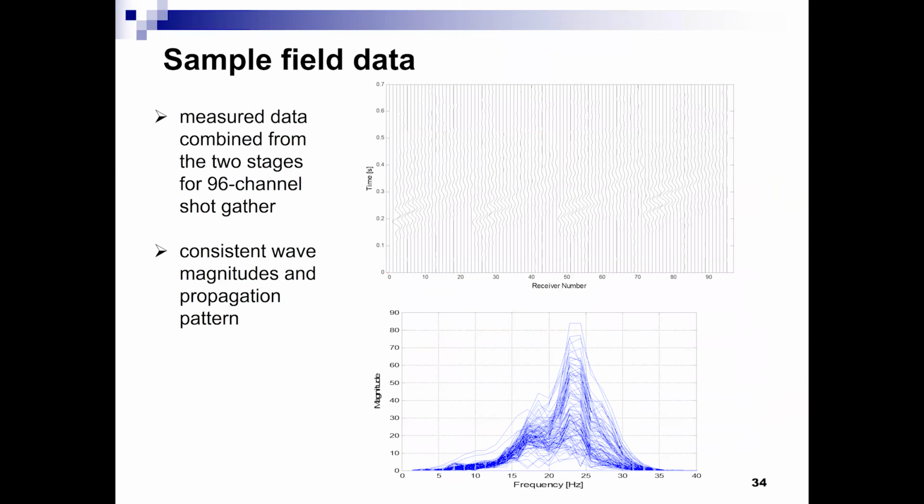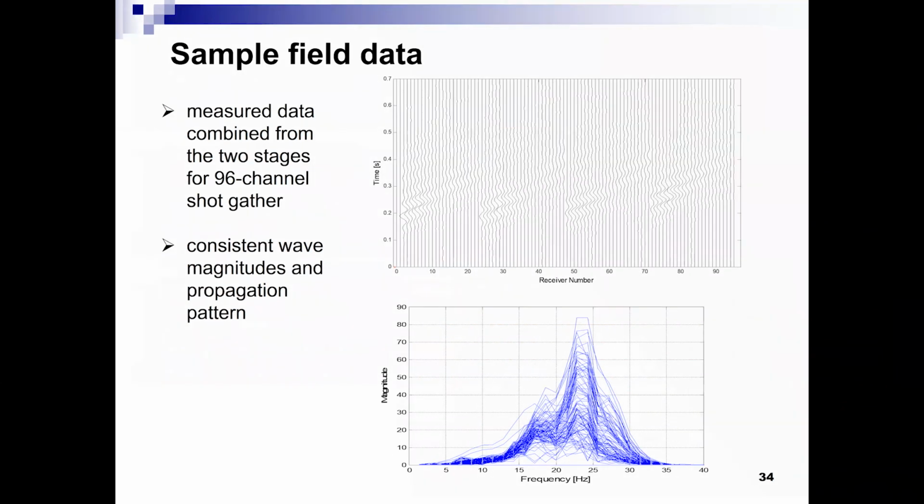So here's the sample data from the 2 stages. The measured data combined, the wave is very consistent in terms of magnitude and pattern. Yeah, that's a beautiful record. So 96 receivers in time domain. Next, we did analysis.